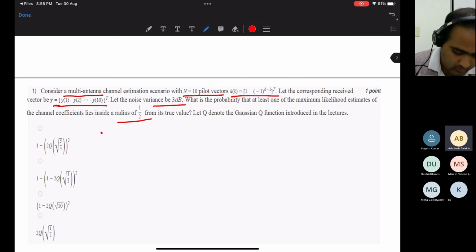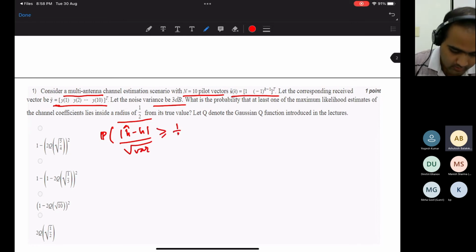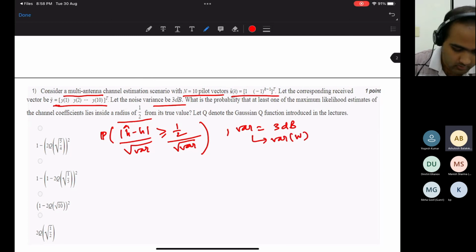So the probability that you have h hat minus h, this kind of question I believe you are now able to solve. And this is the root of variance, and this is greater than half divided by root of variance. So this is what we do. And here variance is given as 3 dB. So if you convert variance to watts, how will you convert it? This is 10 to the power 3 by 10, and this is approximately 1 by 5.